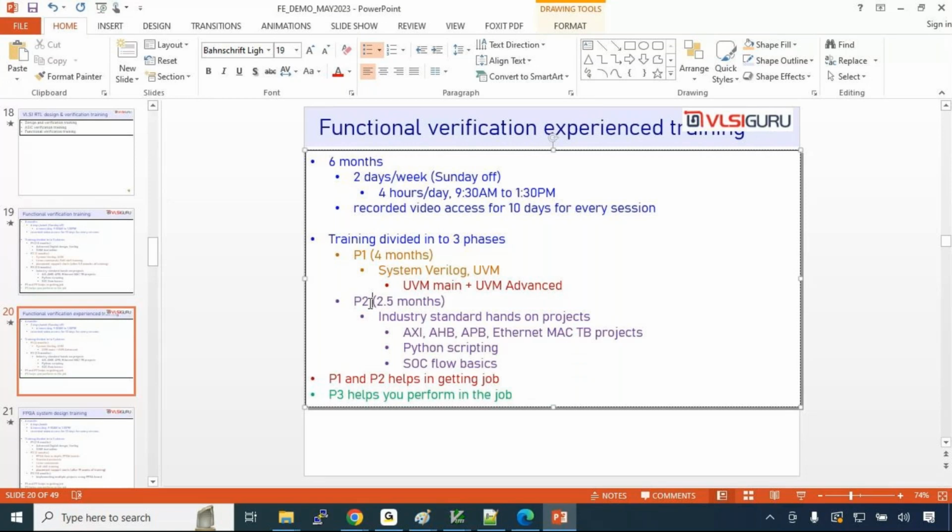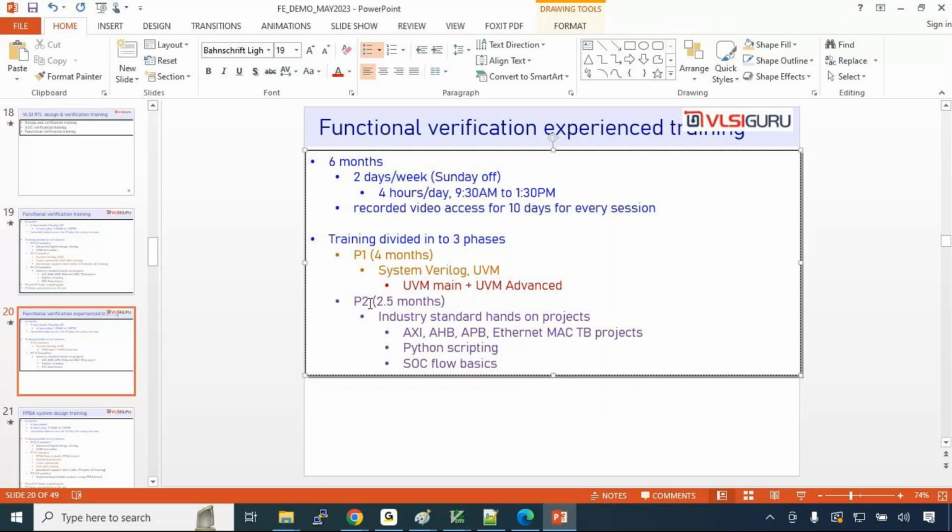Sir, if I want to join the fresher one, but I want to go into UVM advanced also, not just the main part, is it possible, or do I need to pay additionally for UVM advanced? That part, there will be a cost specific to UVM advanced. Only that you should pay. Okay, sir. You got it right.